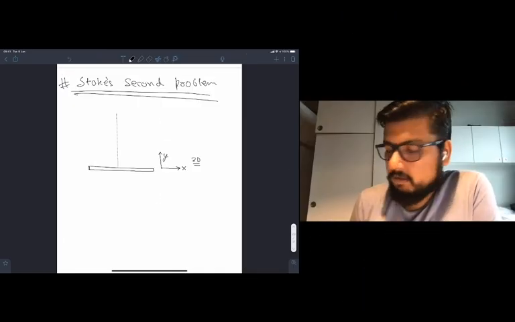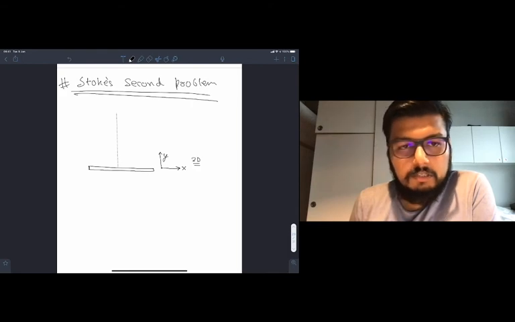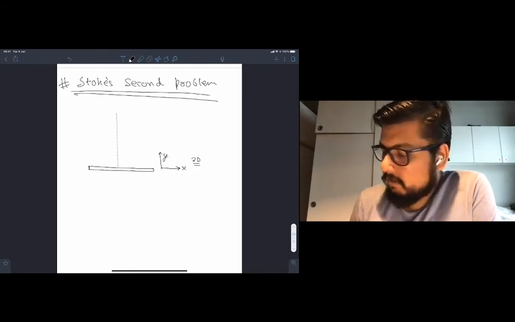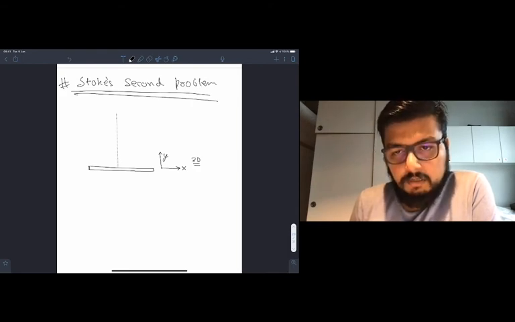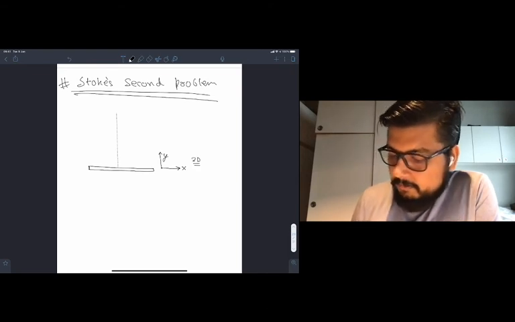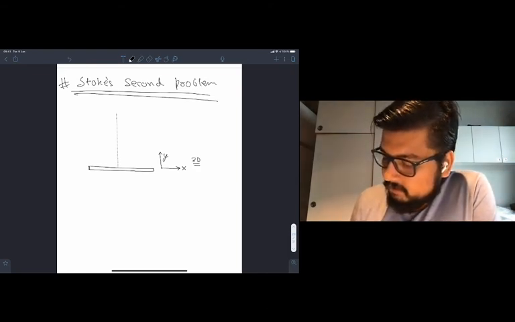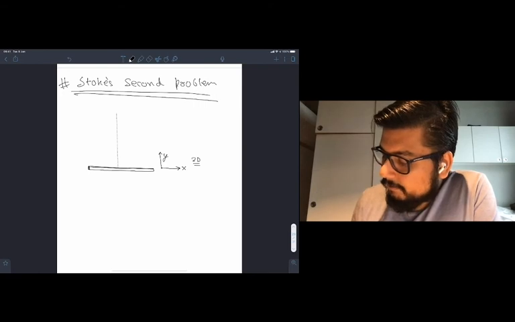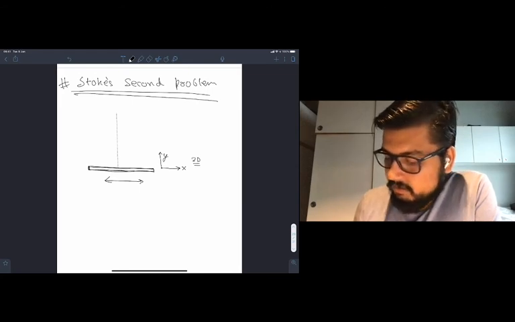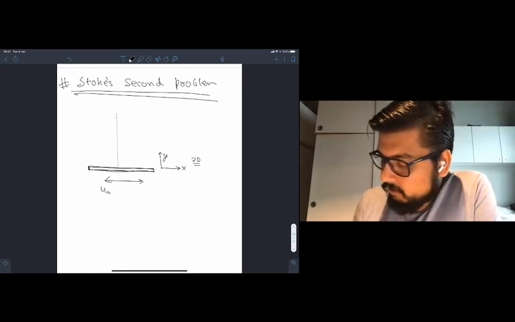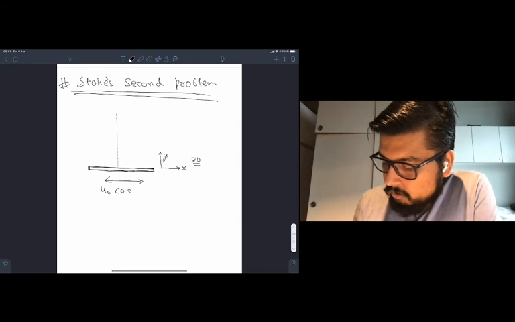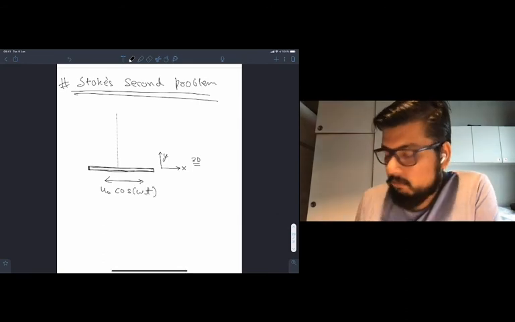Okay, so moving on, let us look into Stokes' second problem. The setup is very similar to what we had for the Stokes' first problem. The only difference is that this plate now moves with an oscillatory velocity profile. So instead of moving in one direction, this plate oscillates with a velocity which goes as u naught cos of omega t, where omega is the frequency of these oscillations.